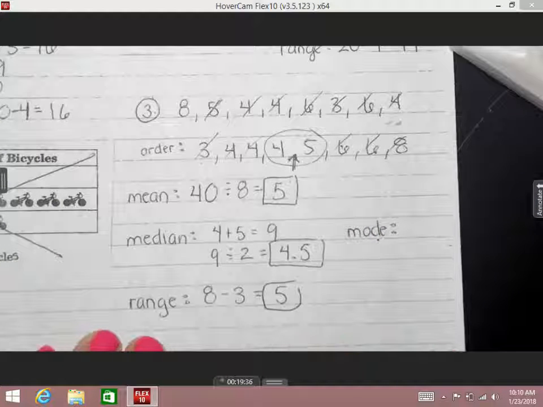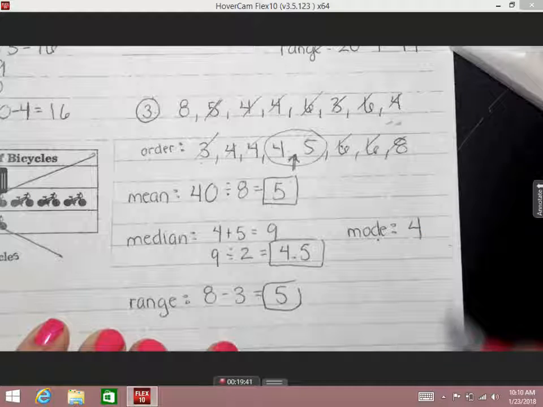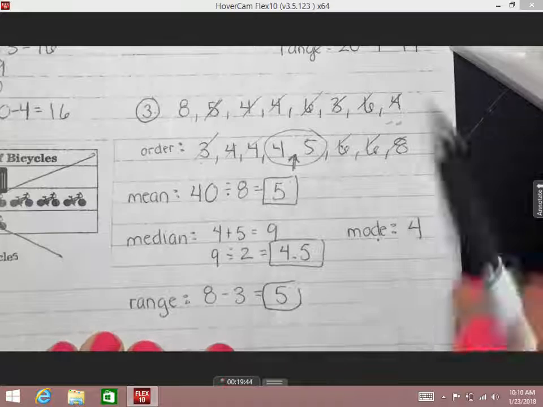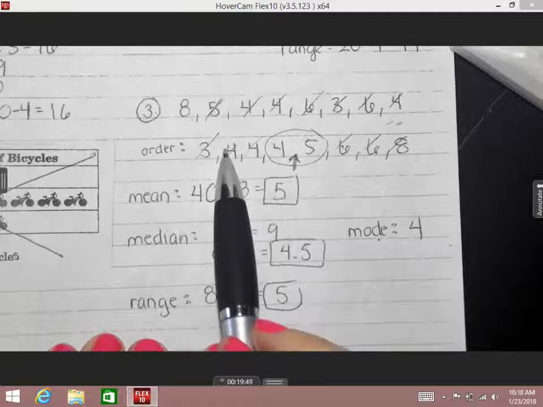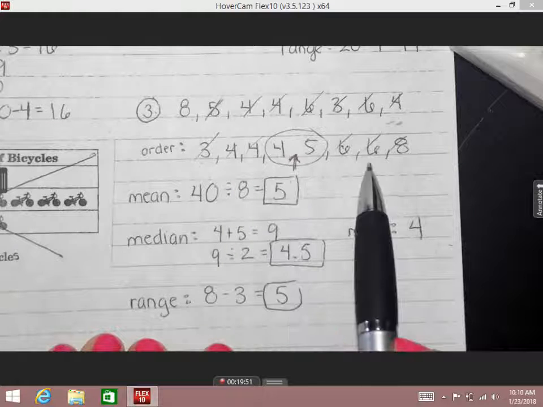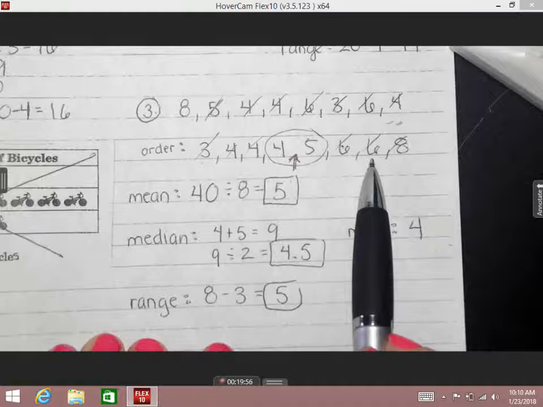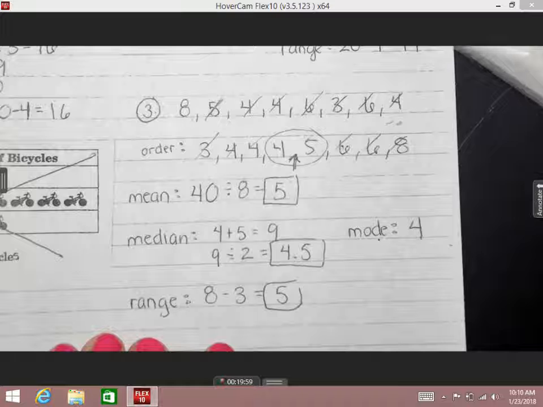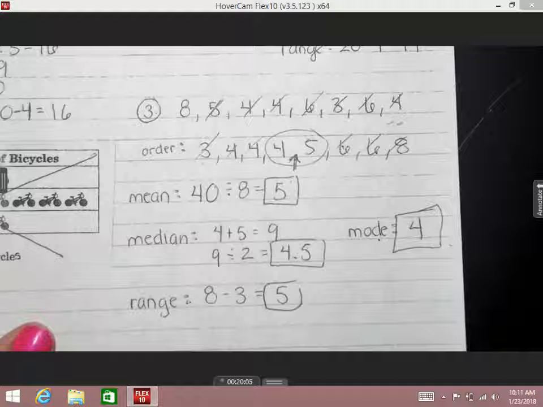The mode. What is my mode going to be? Brian? Why is it not 6? 6 is there twice. Why isn't the mode 6? Because 4 is there more. All right? If 6 was also there 3 times, we could put both of them. But since 4 is there more, we just need 4. Yes? So it's possible if two of the numbers have the same number of occurrences, we could put both? Ethan. Yes, it is possible for us to put more than one mode.